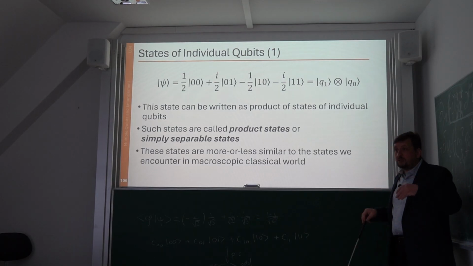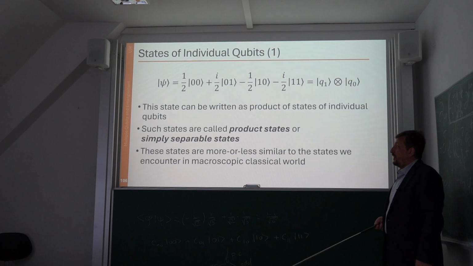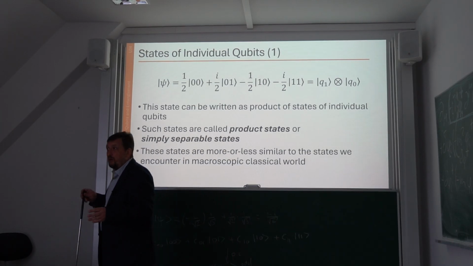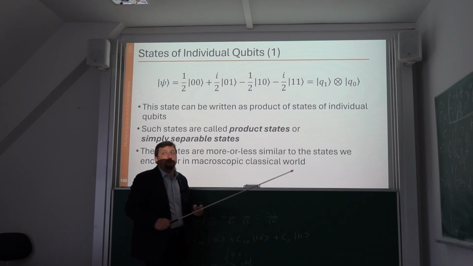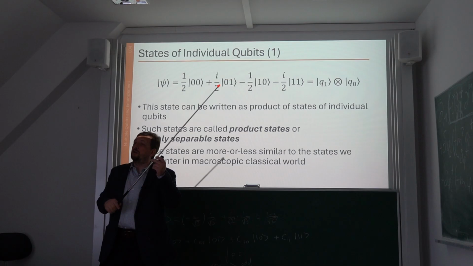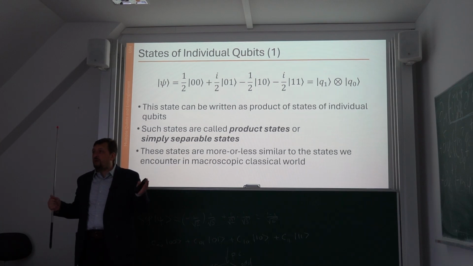Okay, so here I wrote this 2 qubit state as a tensor product of single qubit states. Such states are called product states, because they can be written as a product, or simply separable states. And these states are more or less similar to the states that we encounter in everyday life. Because here I have qubit Q0 in a certain state, qubit Q1 in a certain state. So Q0 is some point on a Bloch sphere, Q1 is some point on a Bloch sphere. So I have just a collection of qubits that behave as a usual collection of classical particles.